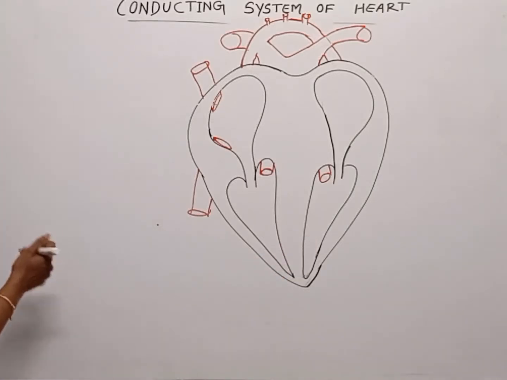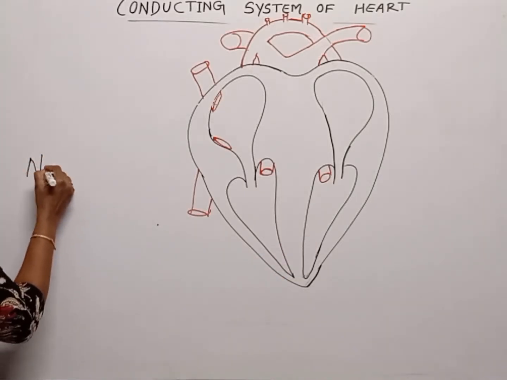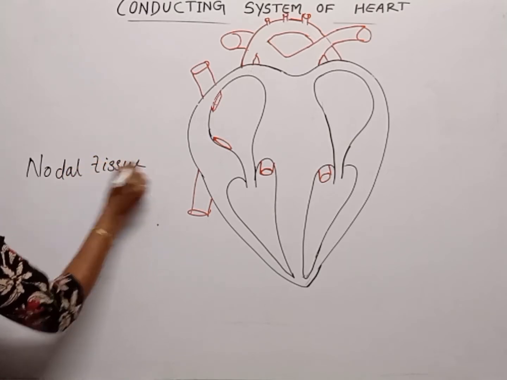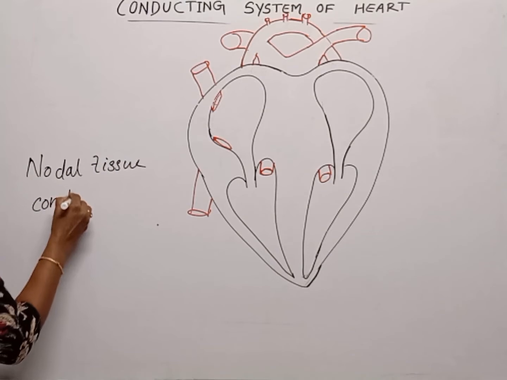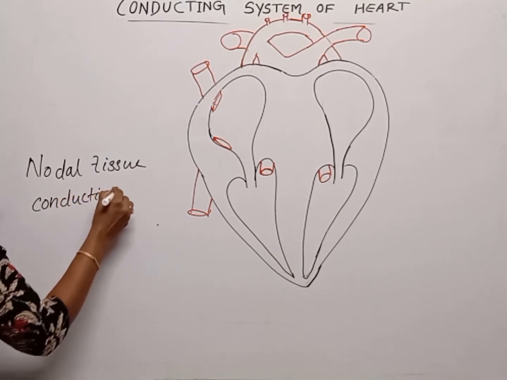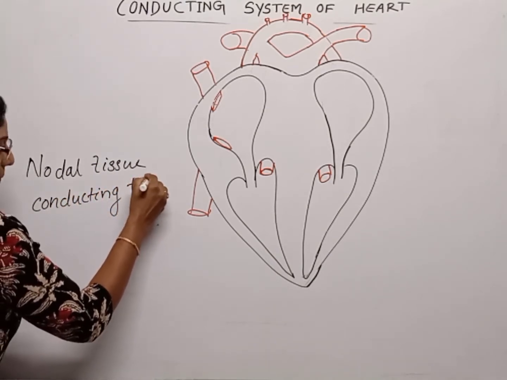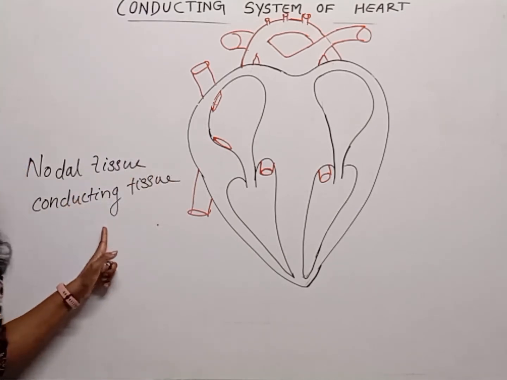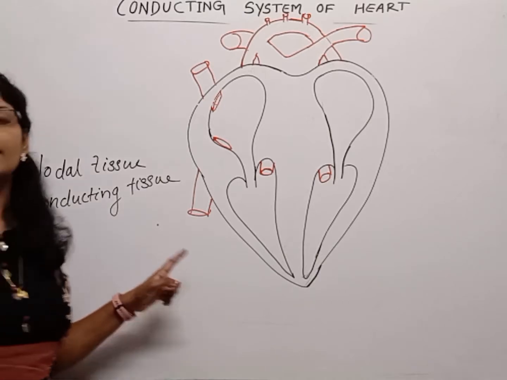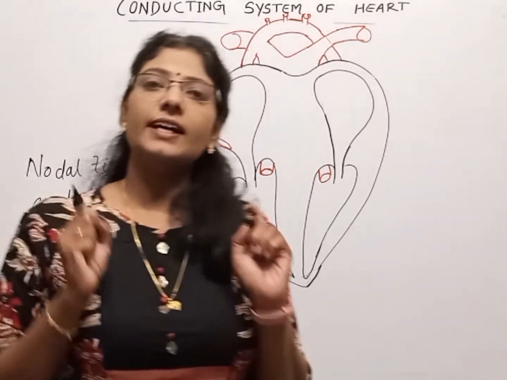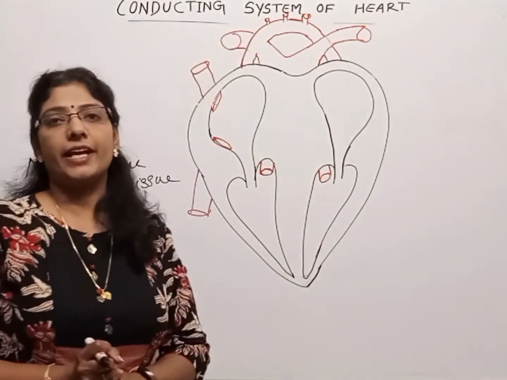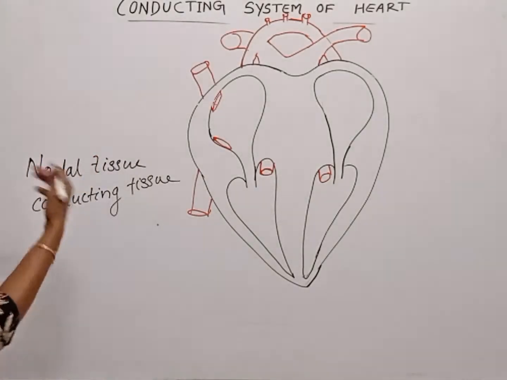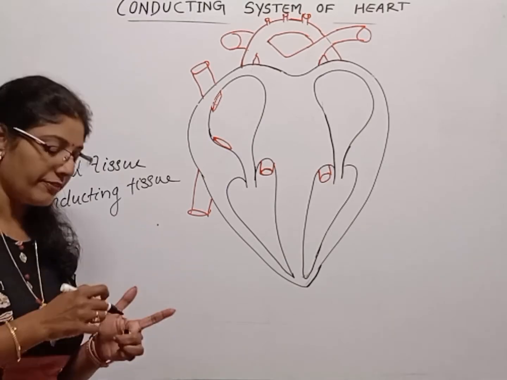These tissues are called nodal tissues, or they are also known as conducting tissues. Because of the presence of these conducting tissues, the heart is capable of generating the wave of contraction. So one by one, we will see these tissues.